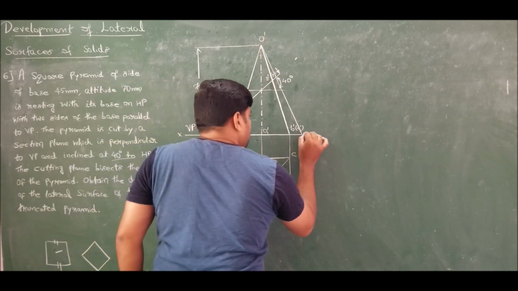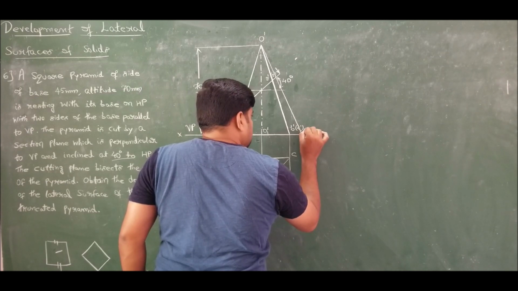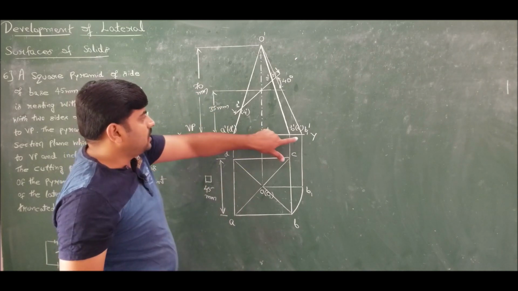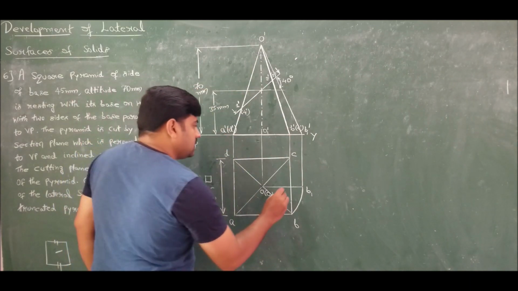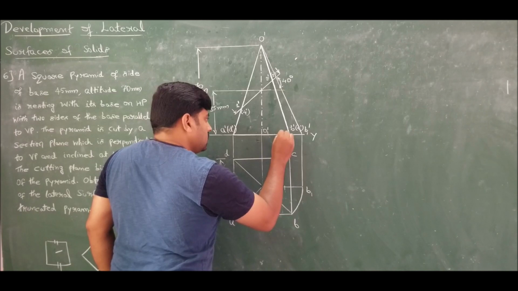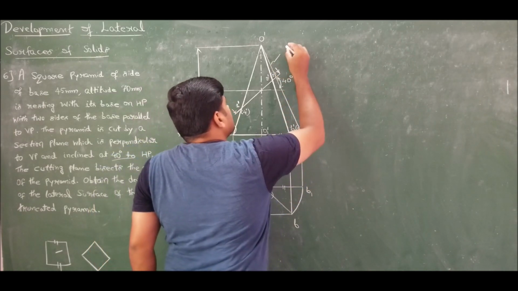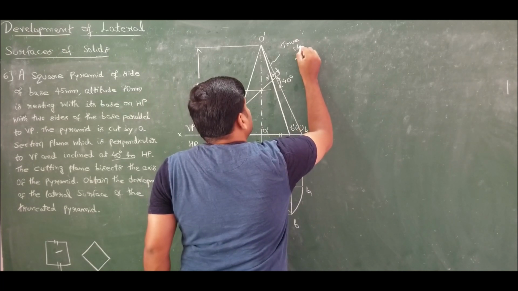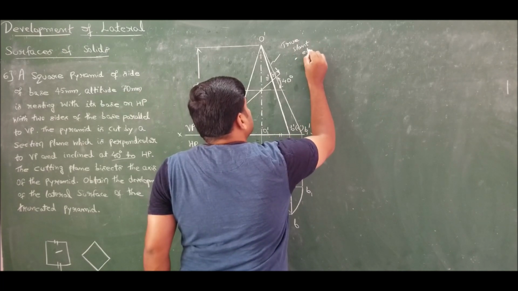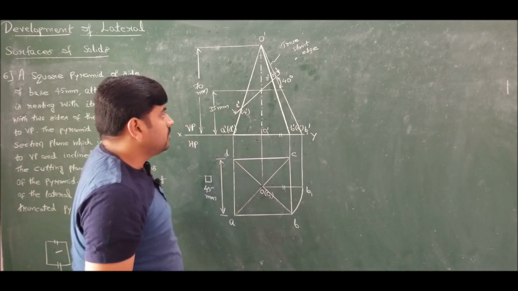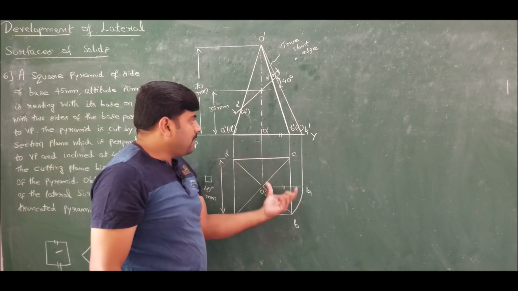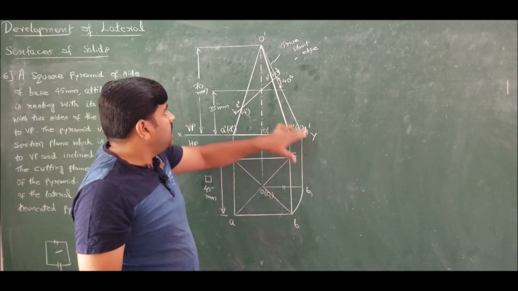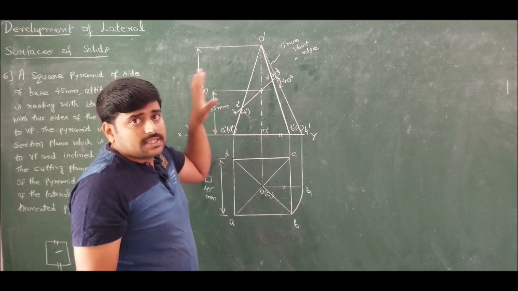Now I should make use of O dash B1 dash for the development. Keep that in mind. So this is the true length of the slant edge. You can observe this is parallel to VP, and this will give us the true slant edge. That is because in the top view it is parallel to VP. I have taken the projection of a parallel line, so therefore B1 dash O dash will give us the true length of the slant edge.